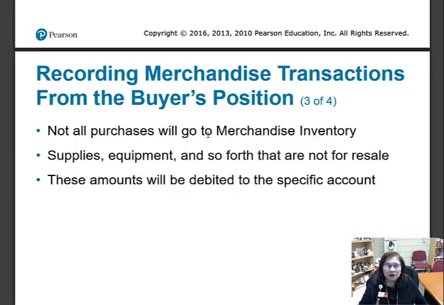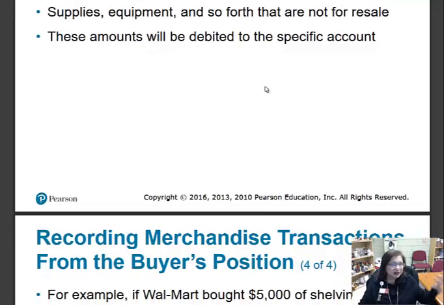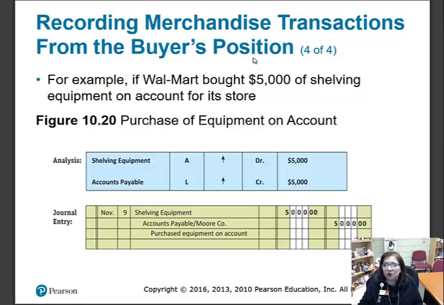Now, when we're recording the merchandise or transactions from the buyers, again, not all purchases will go into the merchandising inventory. That means supplies and equipment that we are going to use that are not for resale, okay? And they're debited to the specific account, like supplies, like equipment. So when we're doing this from, again, shelving equipment, okay, we pay more for it, but it's shelving. So it's something that we're going to put our stuff on. So it's not really direct, going to go ahead and be put in. It's just equipment on account, okay?